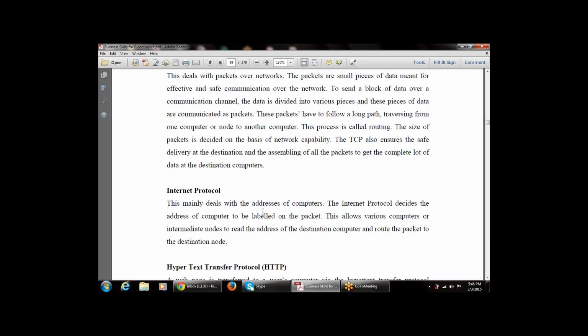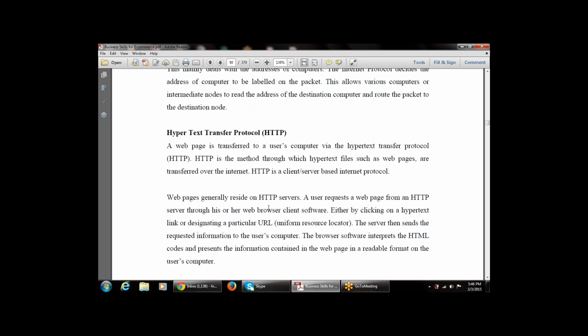So TCP/IP is divided into two parts: one is TCP, one is IP. TCP's main role is to provide the secure connection over the internet and also ensure the reassembly of the packets. And the role of IP is to simply insert the IP address into the packet, giving the address of the receiver. That is the IP.